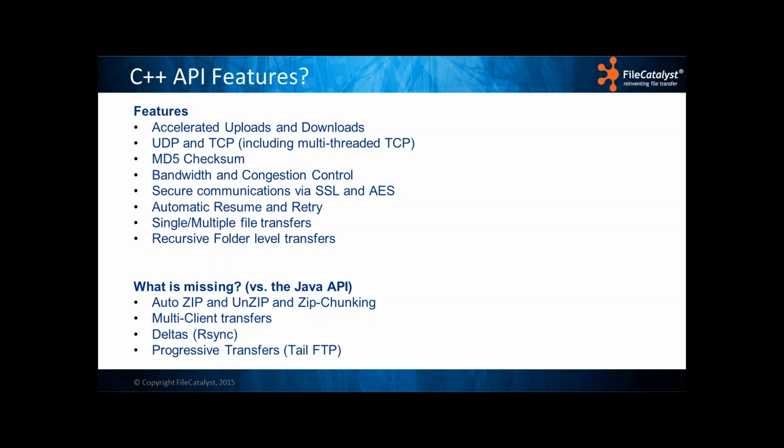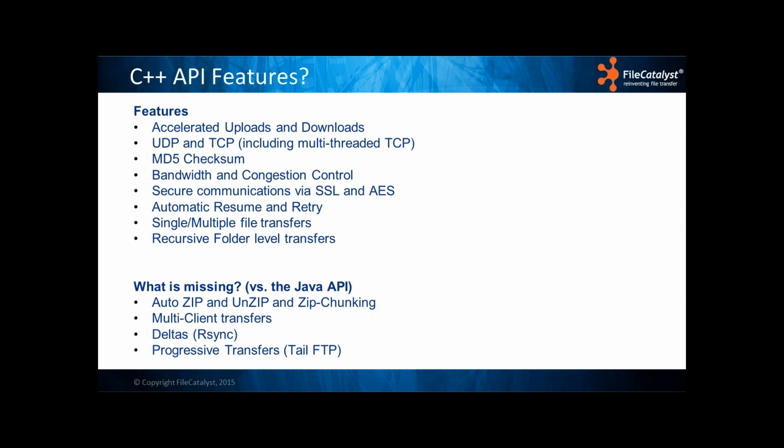You can send single or multiple files. Multiple files are being sent via a vector, and a single file is just a path to the file. And then you can also do recursive folder level transfers. So if you have a large directory structure, several directories deep, you can just point it to a folder and the API will take care of it.